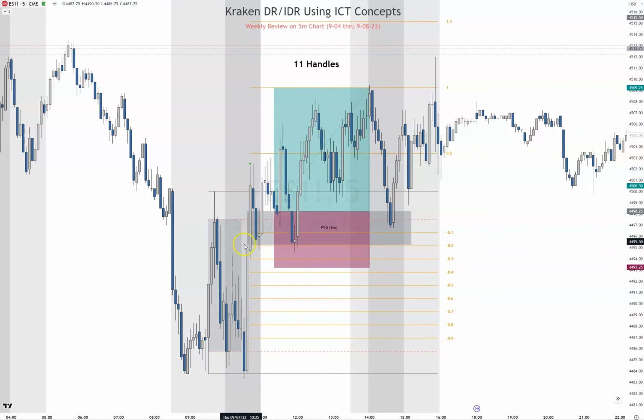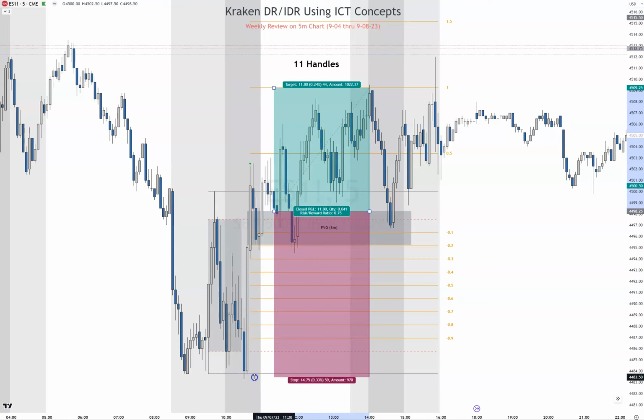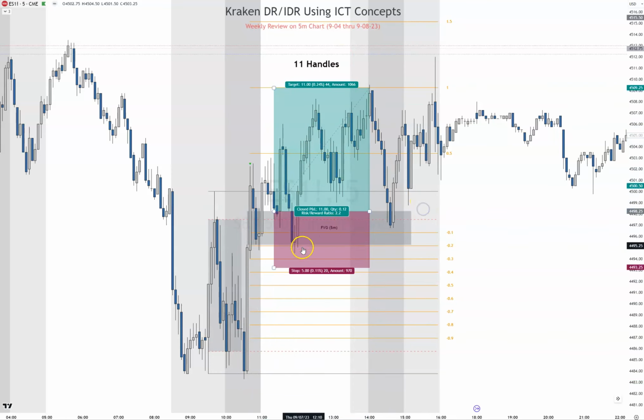So here's our fair value gap right here. Price comes back in, we get into our fair value gap, we have a 5 handle stop. Ideally you want to be below the third candle, which we can't be because our stop would be way down here, and I'm not taking a 15 handle stop. So the max I go is 5 handles, so that's part of our rules. So 5 handle stop. Aim for 1 to 3.